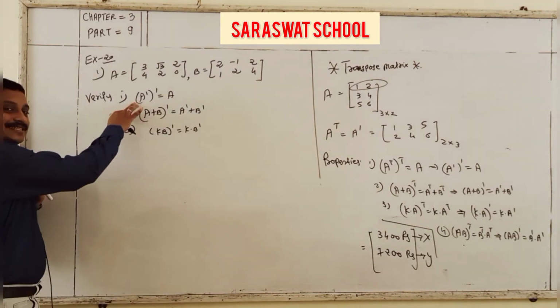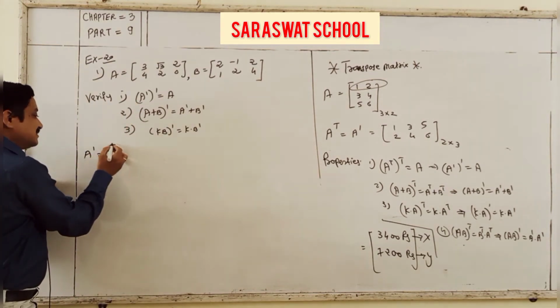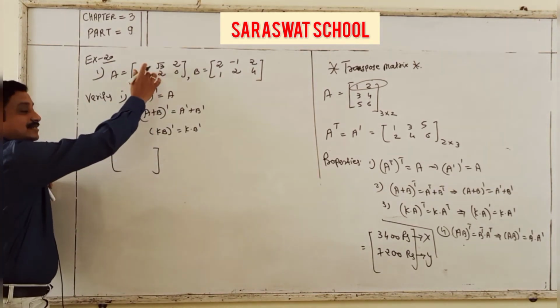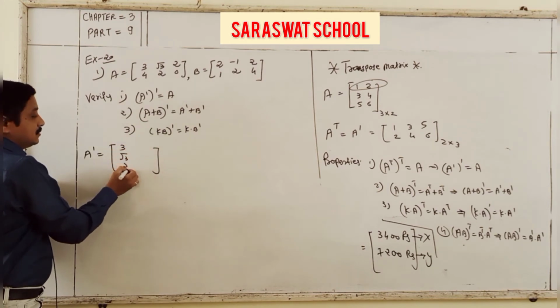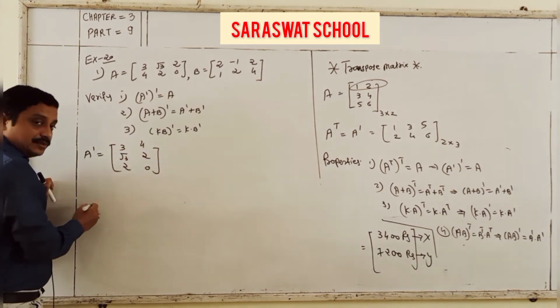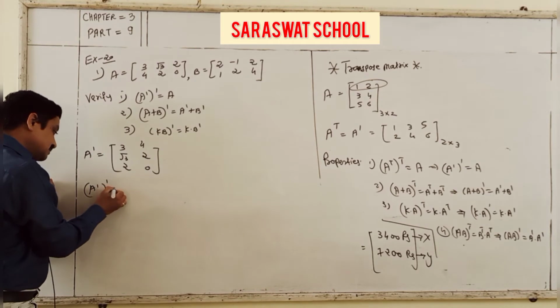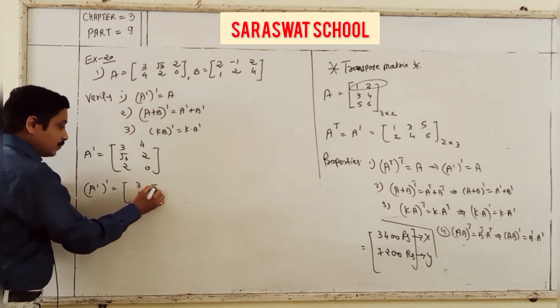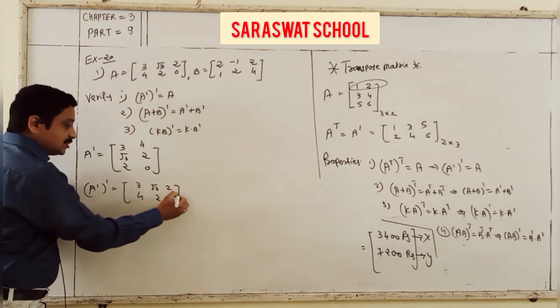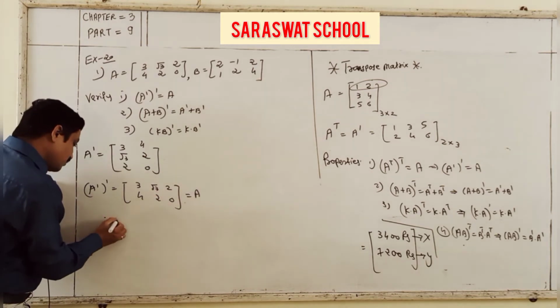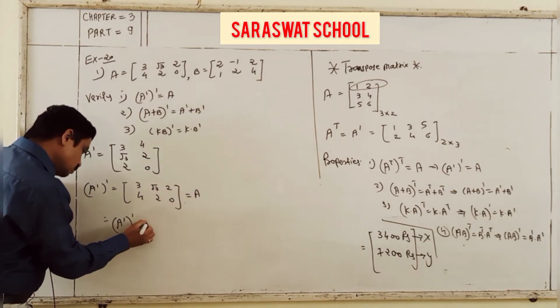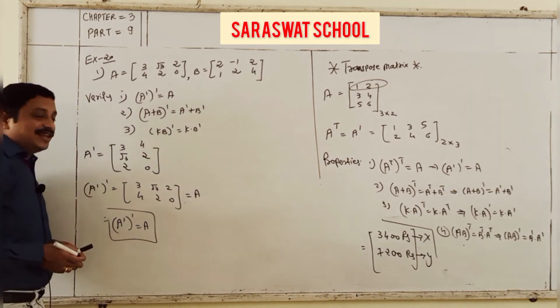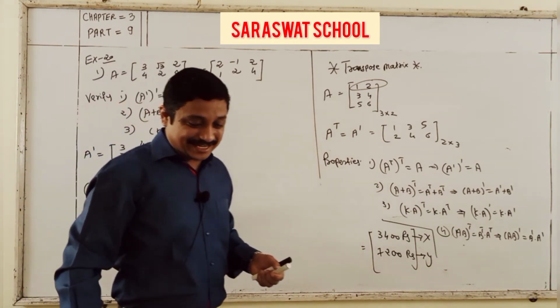So I will go first with A dash, meaning this dash: 3, root 3, 2, 4, 2, 0. Now dash to dash, so 3, 4, root 3, 2, 2, 0. Check, it is A. So your first theorem is done. I mean the first property is fulfilled. Now second.